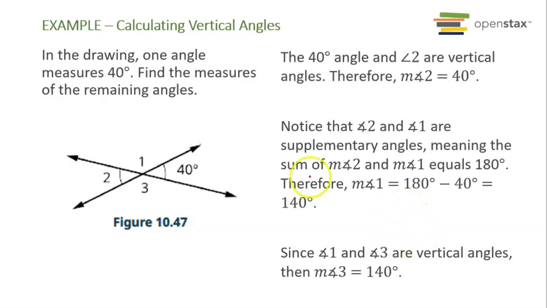I like to find the ones that are already equal. So I usually go this way, right through to the other side. But you can work your way this way and then find that supplementary one first. Either way is totally fine.